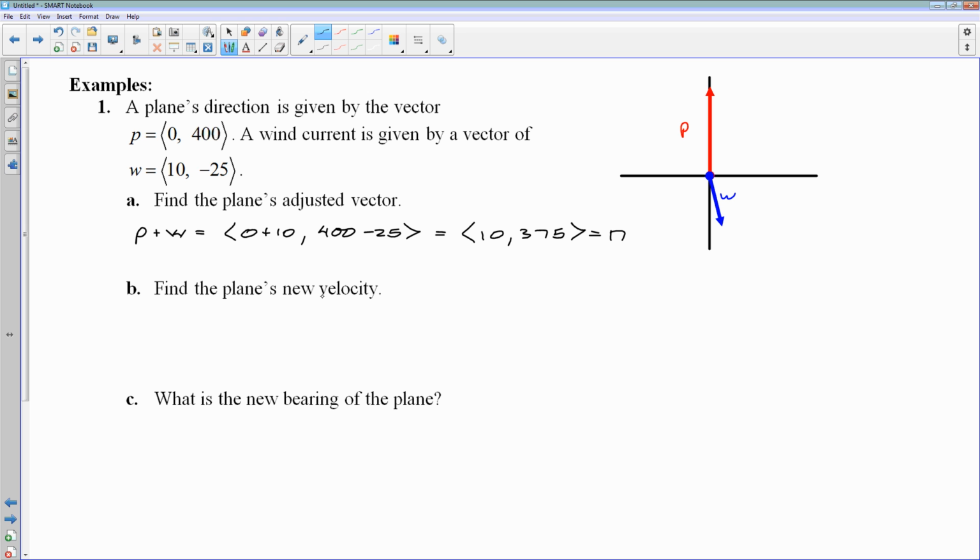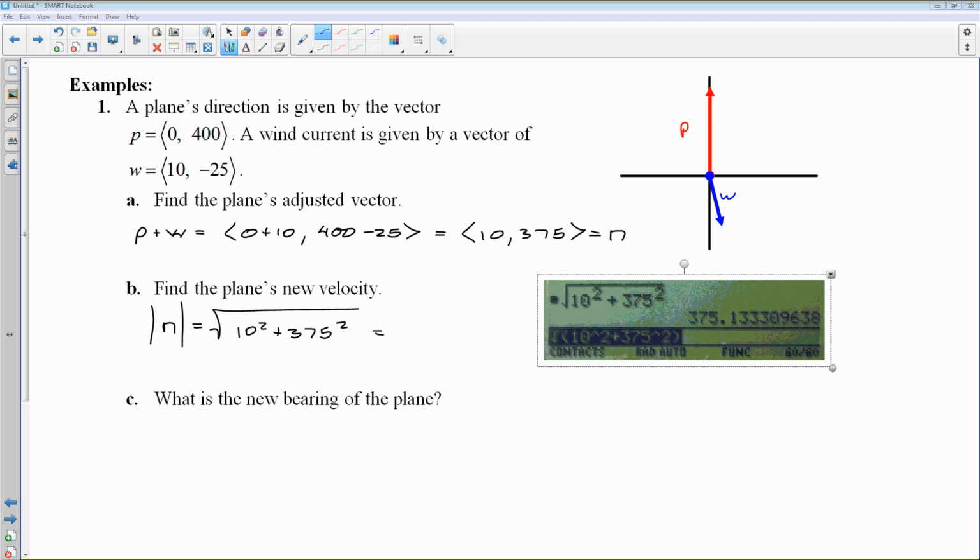Then it says find the plane's new velocity. Well, the velocity, I told you, is the same thing as the magnitude of the vector. So the new velocity is going to be the magnitude of that vector I just created, which would be the square root of, and you square each component, 10 squared plus 375 squared. Let me throw that in the calculator real quick. There we go. I threw that in the calculator and I got 375.133.